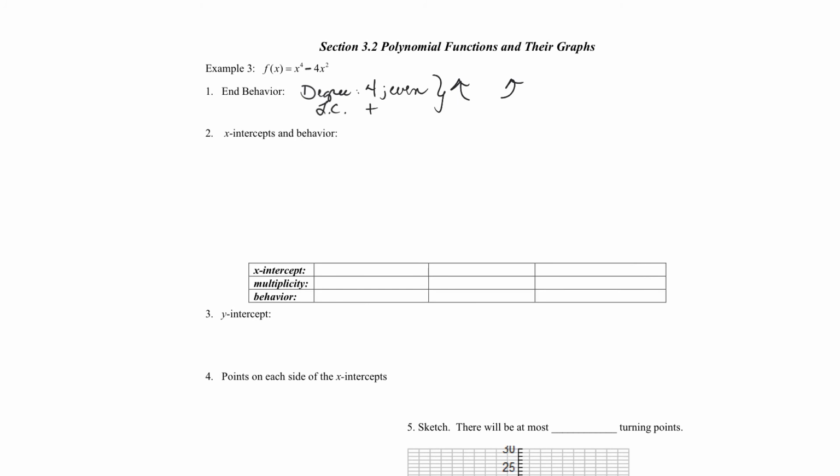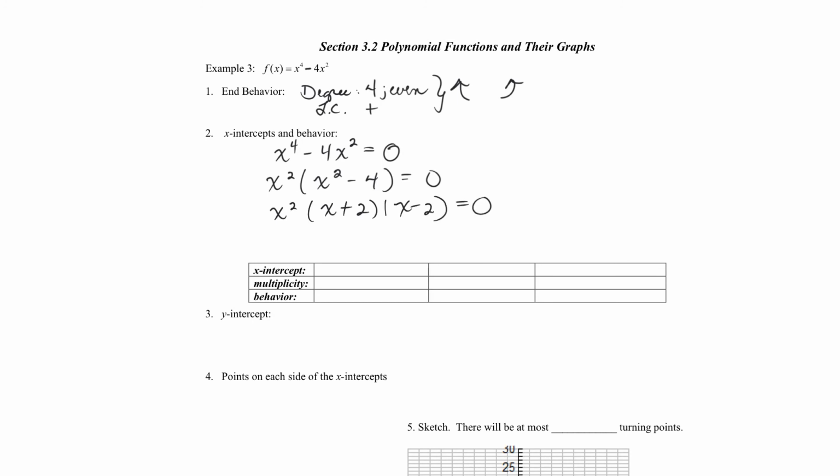Now, solving for my x-intercepts is going to be just a little bit more work, but nothing too bad, right? So x to the 4th minus 4x squared. I see that I have a common factor. My greatest common factor is x squared. So I'm going to factor out an x squared, and I'm going to be left with x squared minus 4 equals 0. Now, x squared minus 4 is a difference of perfect squares, right? So that's going to be x squared times x plus 2 times x minus 2 equals 0.